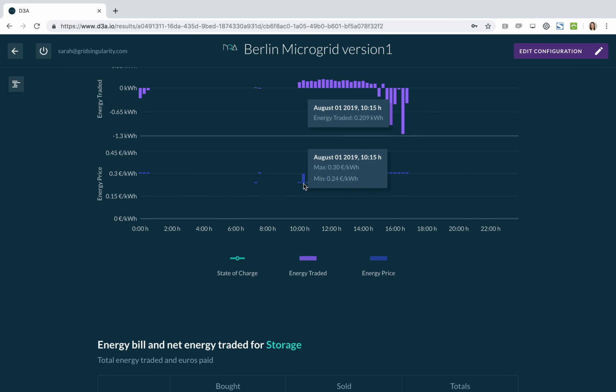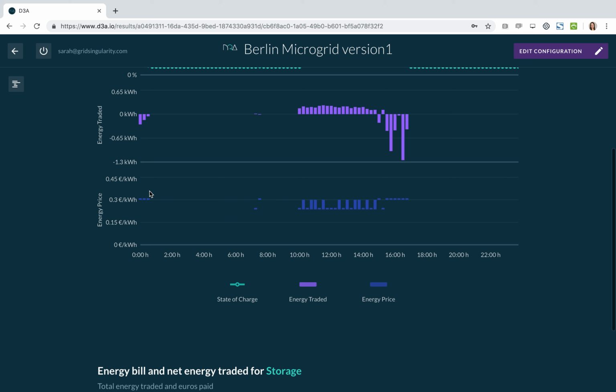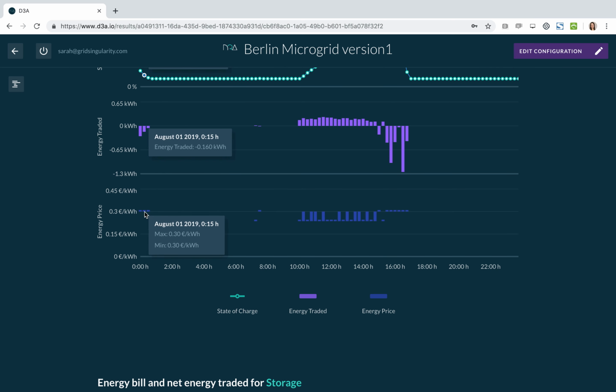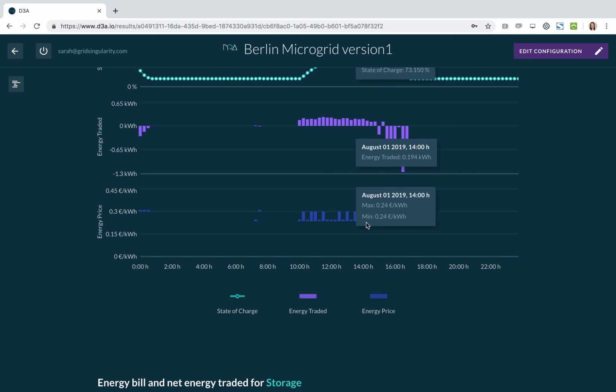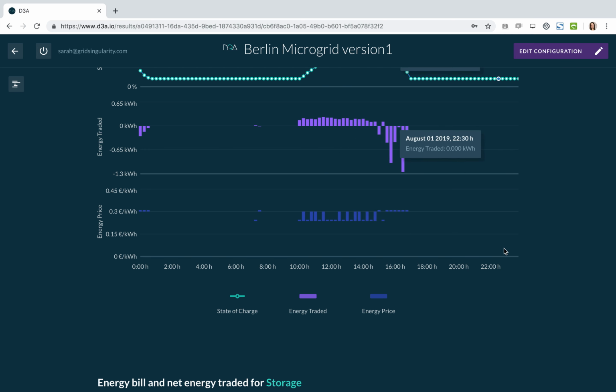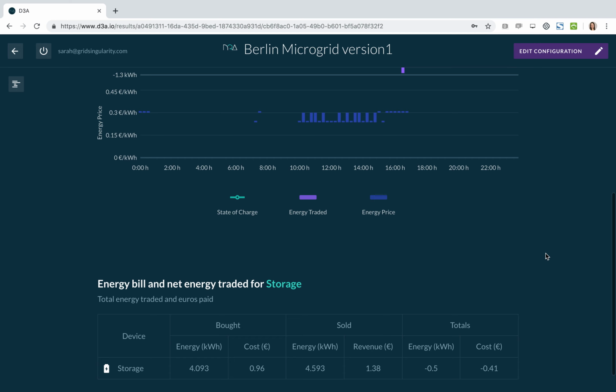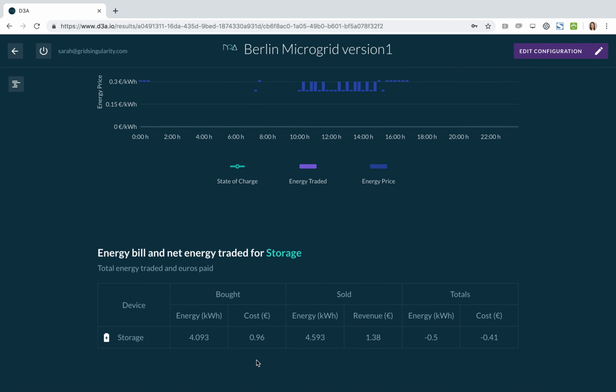And lastly, we can see the energy price for the storage. And what's interesting here is when the storage is selling power, it's selling at a higher rate at 30 cents. And then when it's actually charging, it's buying mostly at 24 cents. So this is good, and this means that our storage should make a profit. So let's scroll down and see if that was the case. Here we can see the total cost that the storage bought power, and then it sold totals of 1.38 euros. So it made a profit of 40 cents. That's good.